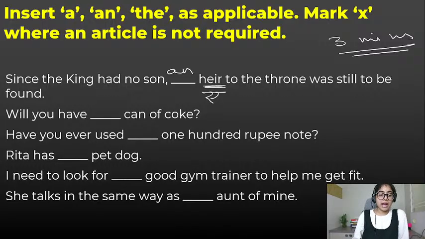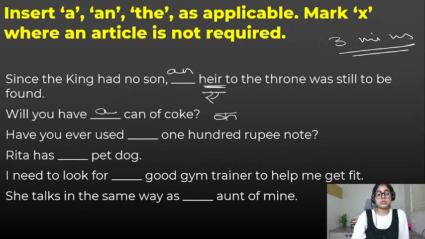Next, will you have dash can of coke? कोई स्पेसिफिक कैन ऑफ कोक नहीं है, सिर्फ मामूली सा है और आवाज क्या है क. So I will use article a. Will you have a can of coke?